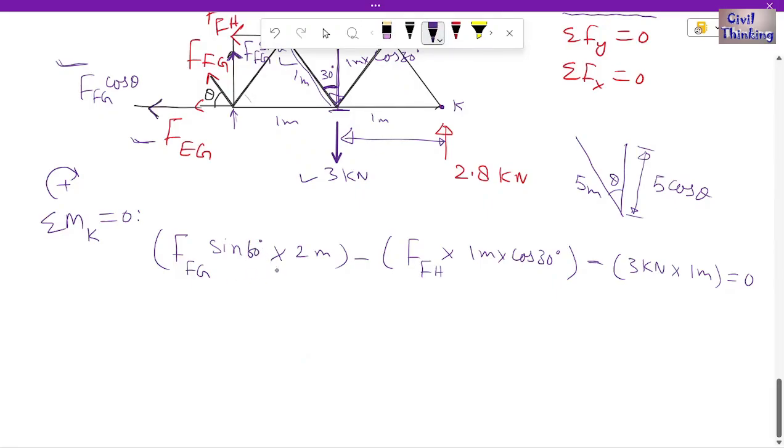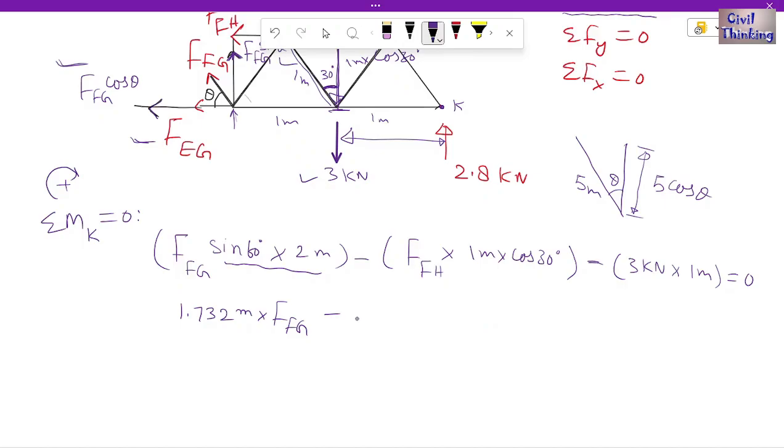Now 6 sine 60 multiplied by 2 meters multiplied by 2. Let me calculate it. 2 multiplied by sine of 60, this is 1.732. So this becomes 1.732 meter, right? Multiplied by force in Fg, minus, now 1 multiplied by cos 30, it is 0.866.